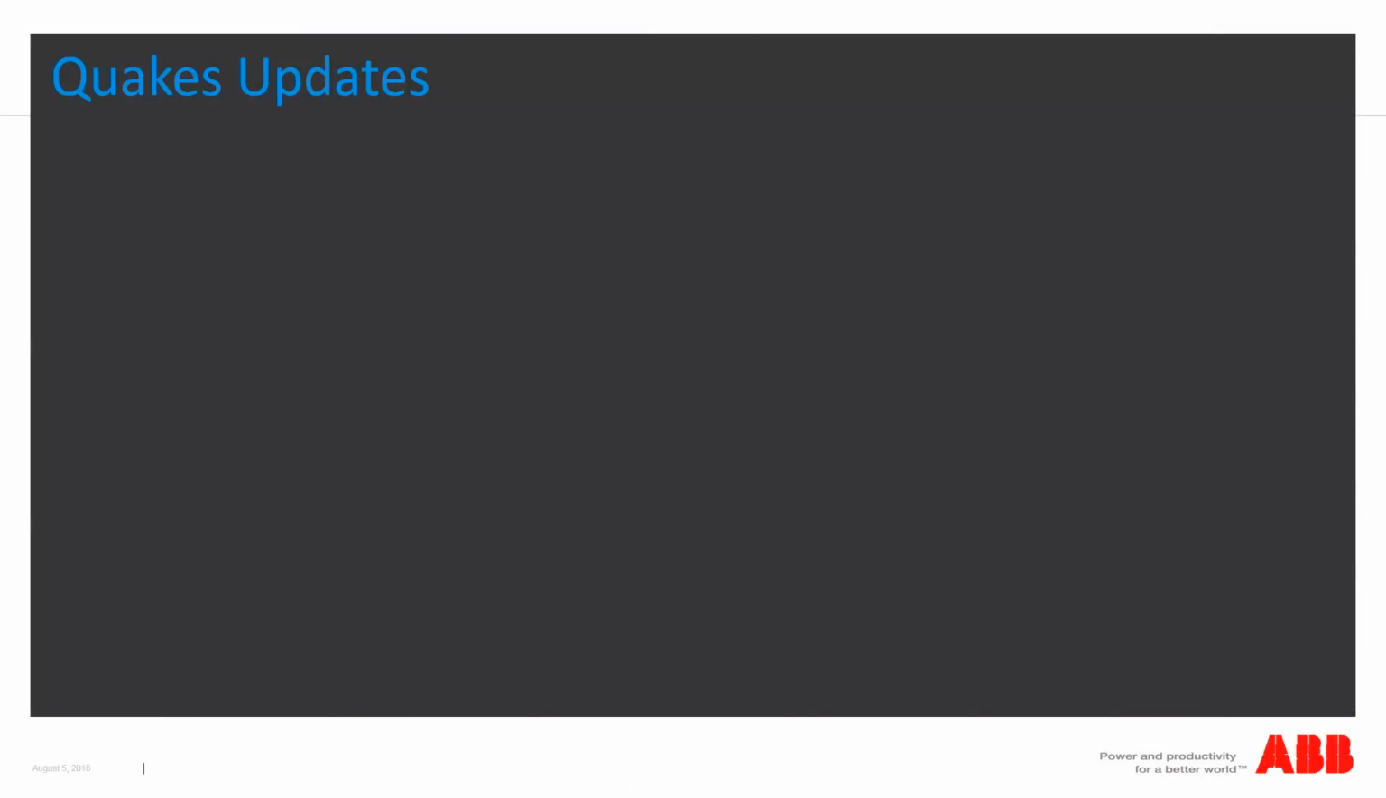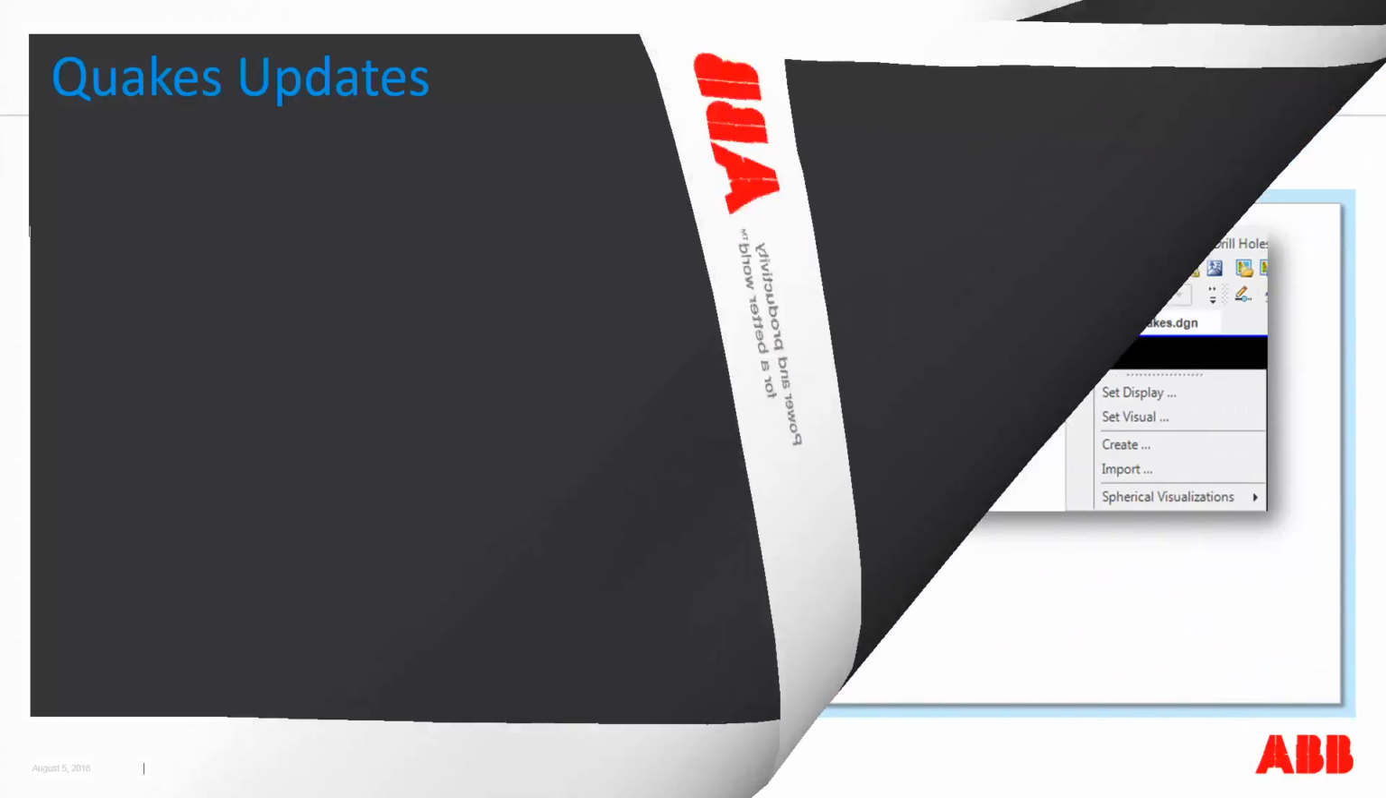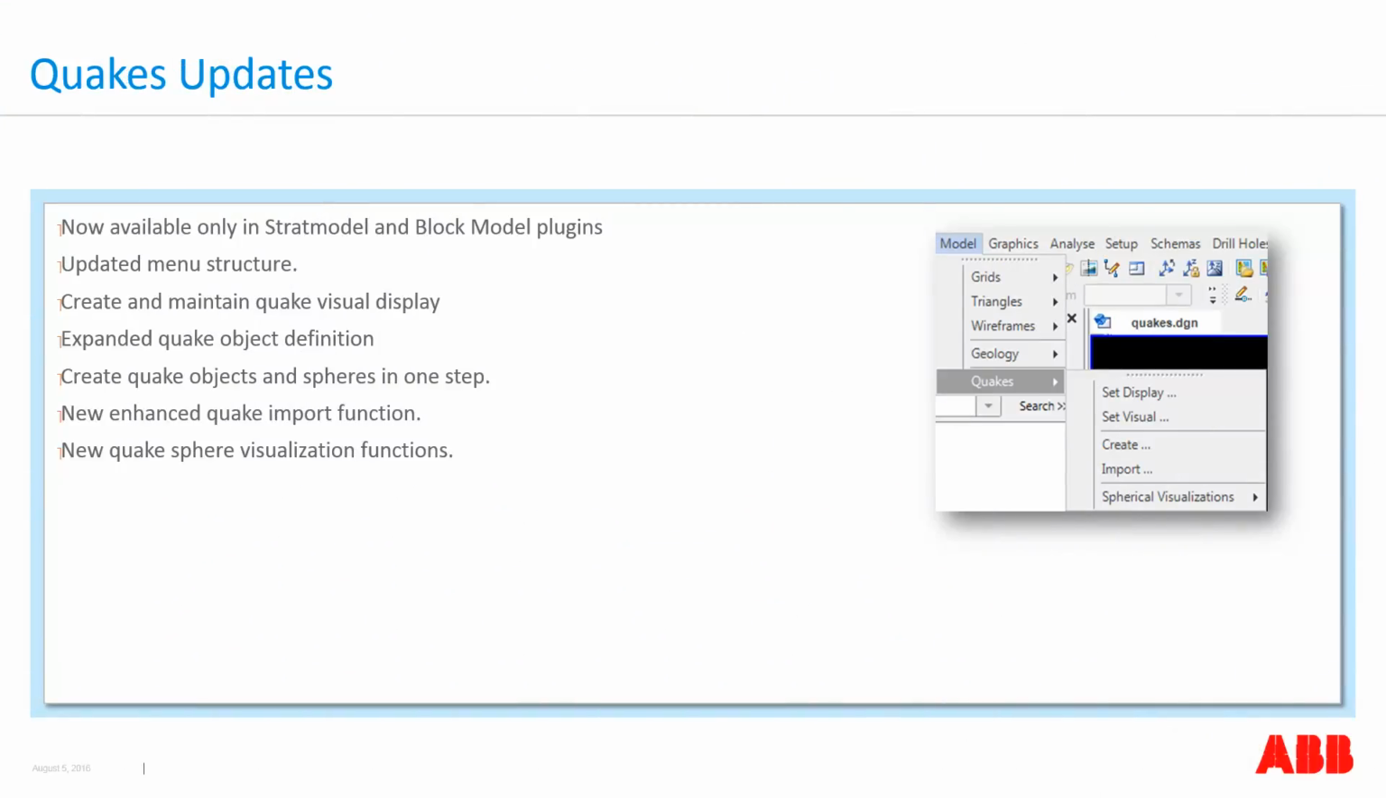In 5.11, we've also added to the Quake functions. This was customer-funded development work that we've done, and we've added to it. It's now available only in Stratmodel and block model plugins because that's where it makes the most sense to be accessing this. We've updated the menu structure.